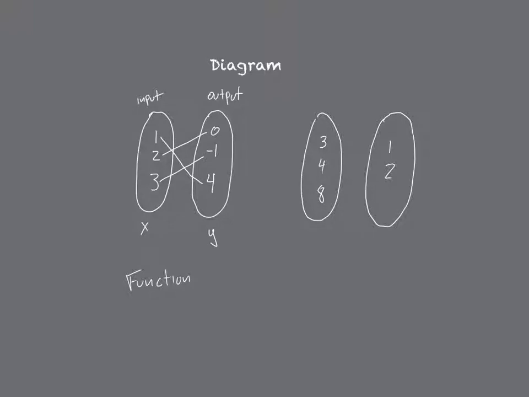We're going to connect the 3 to the 1. We're going to connect the 4 to the 2. And then we're going to connect the 8 and the 1. Again, you have 3 going to 1, which is only one output. You have 8 going to 1, which is one output only. And 4 going to 2.